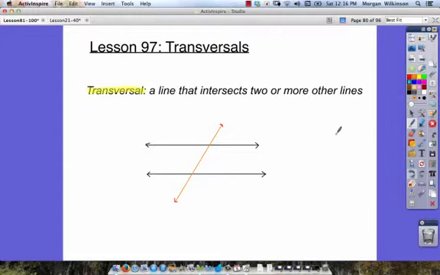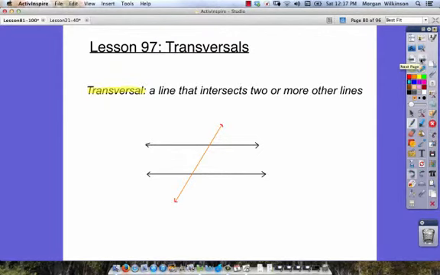Lesson number 97 is all about transversals. And a transversal, we can see, is just a line that intersects two or more other lines. So in the picture that we have here, our orange line must be the transversal because it intersects or crosses at least two other lines. Please pause the video now to make sure you've got this in your notes.